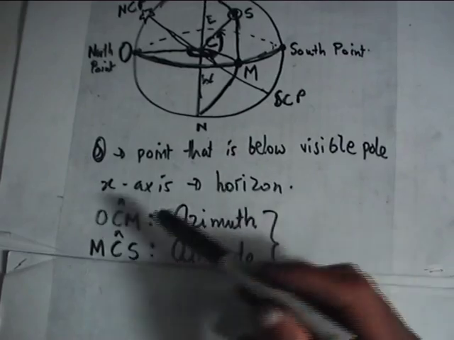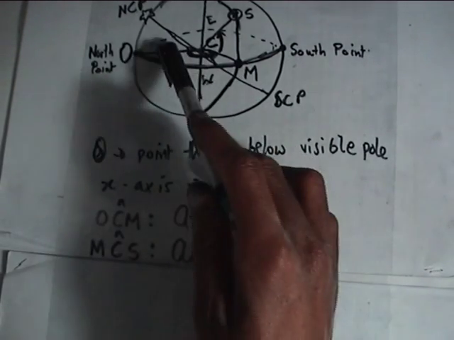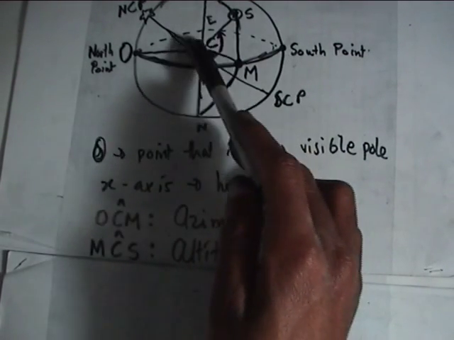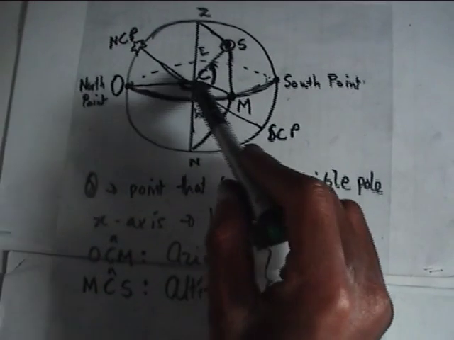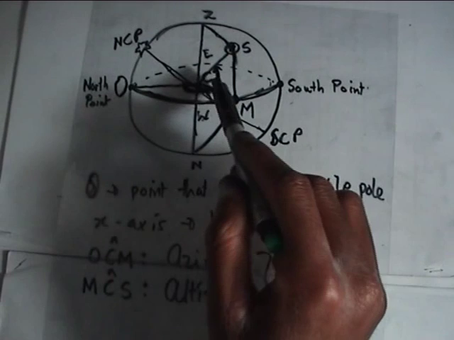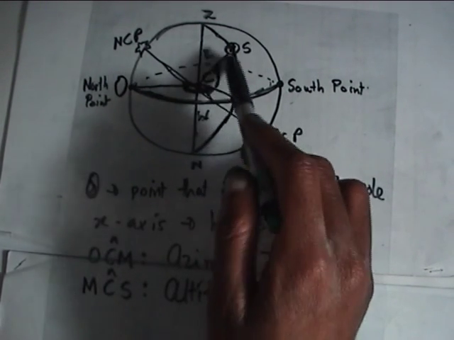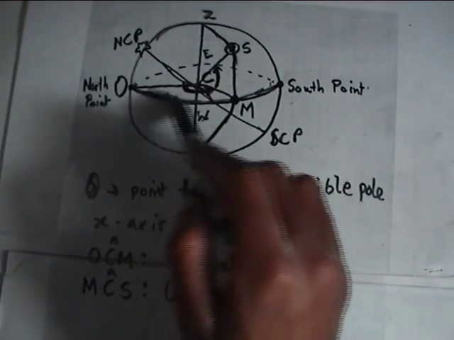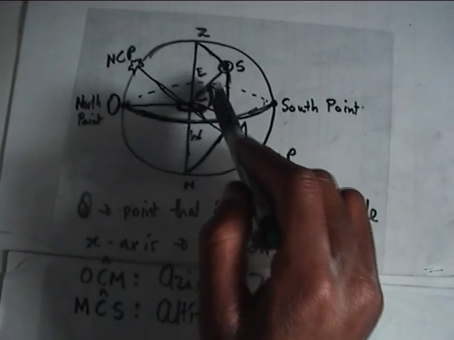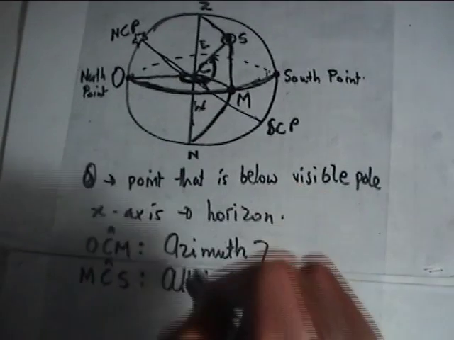What I didn't state was OCM is measured from 0 degrees to 360 degrees through east. It's from 0 degrees to 360 because it's all right around the horizon. And then the MCS is measured from 0 degrees to 90 degrees, either above the horizon or below the horizon. And it is known as the what?